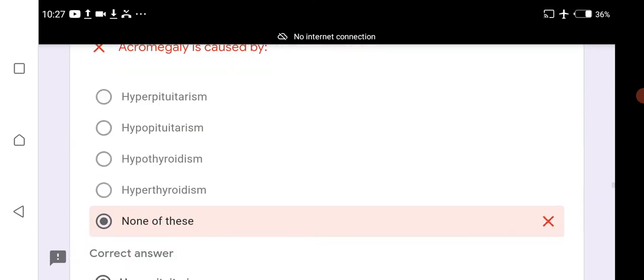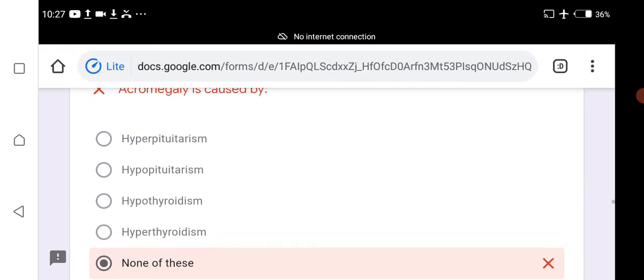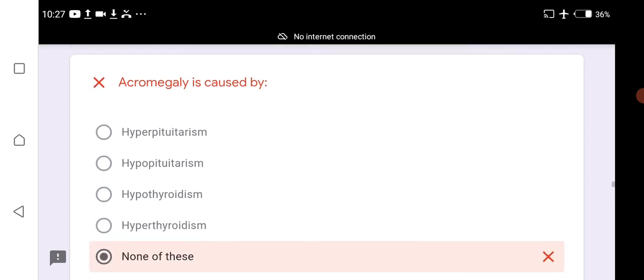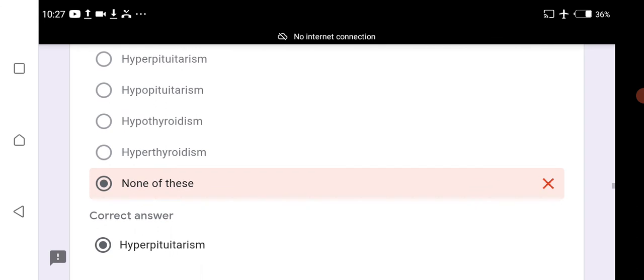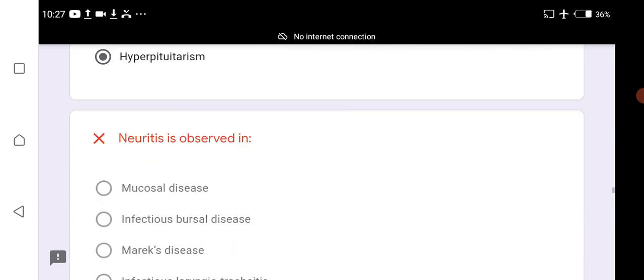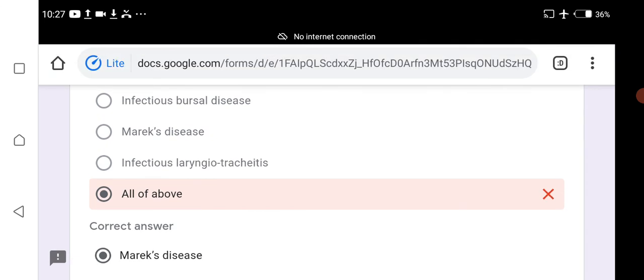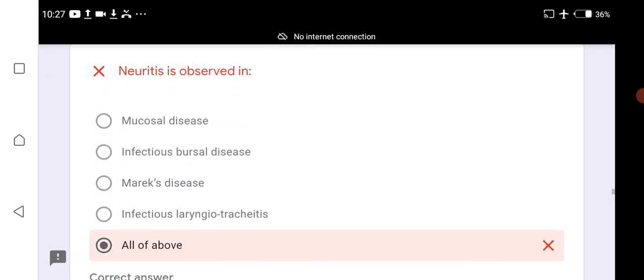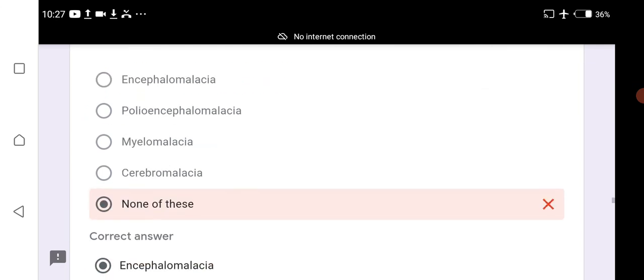Acromegaly is caused by hyperpituitarism. Neuritis is observed in Meige's disease. Necrosis of brain is known as encephalomalacia.